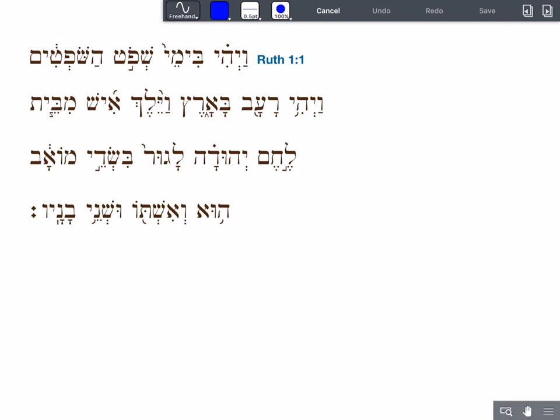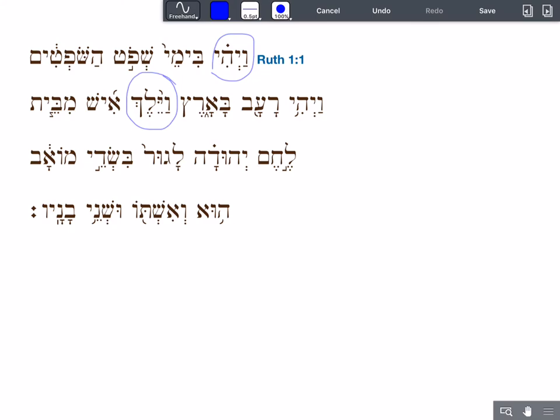So let's go. We have Vayelek ish mibeit lechem Yehuda lagur bisdeh Moav hu veishto ushnei vanav. And so this clause right after the Athnach begins just like the beginning of the verse did, with a vav consecutive. We do the same here as well, with a vav consecutive.